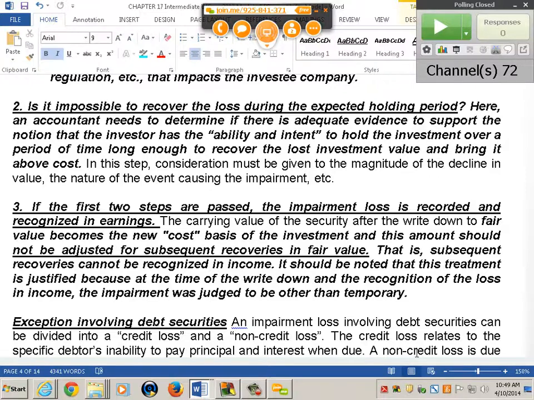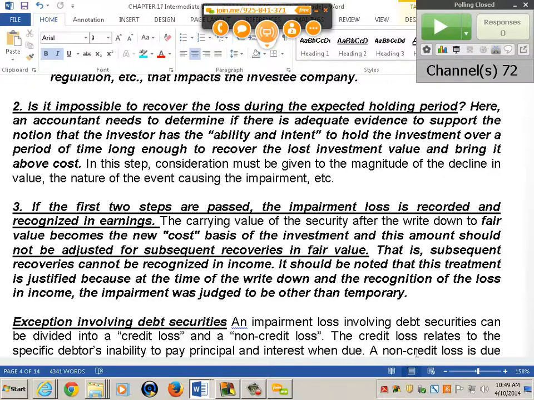Yeah, so you start with the question whether or not your security declined below cost. Is there a recovery period that's reasonable? And if the loss is below cost and you're not going to recover in a reasonable period, then you take the write-down. Yep. All right, so good questions.